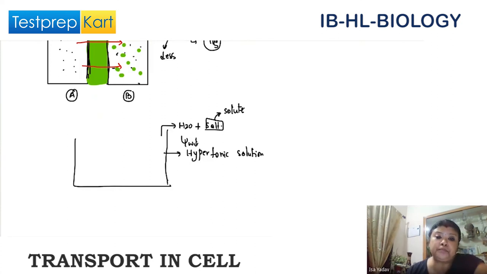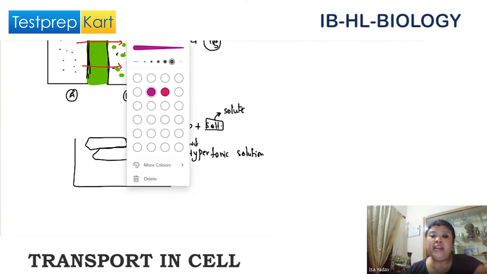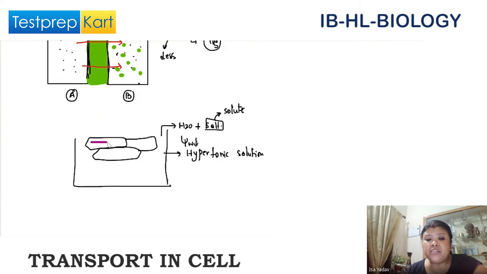Now what I will do is add here an onion peel. An onion peel will have rectangular cells like this. Right in the middle, we will see the vacuole and the protoplasm. Everything is intact like this. Now I kept the cell here. After some time, what I observed was shrinkage of the protoplasm. The protoplasm will shrink like this. Clear? So what happened here?